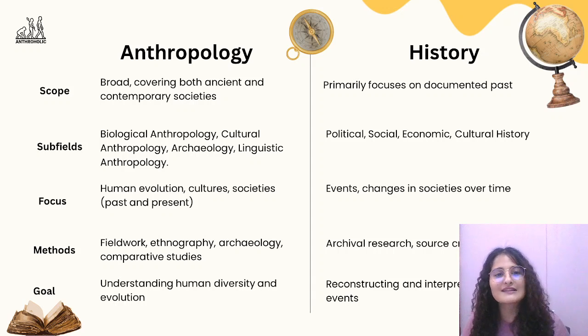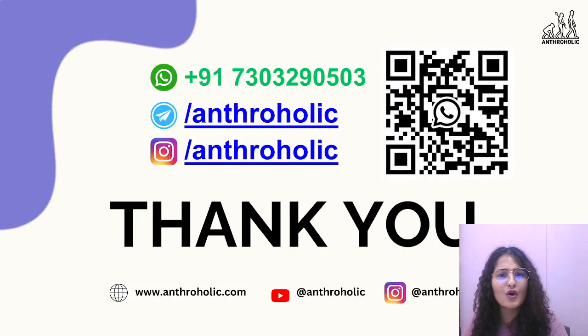In methods, you can see that anthropology is very deep in its work because it goes through field work, it will have ethnography, it will have archaeology as well as comparative studies. Whereas history is basically going through the documented work, the archival research as well as the source criticism. In terms of goals, anthropology's objective is to understand human diversity as well as evolution, whereas the goal of history is to reconstruct and reinterpret the past events. So I hope you are clear on it.